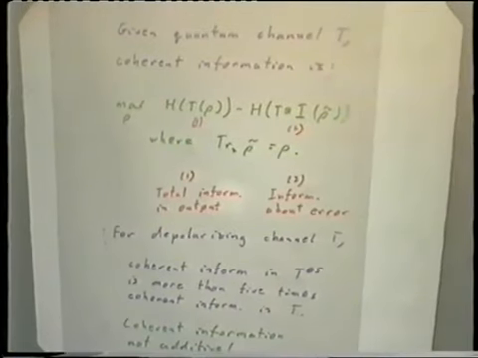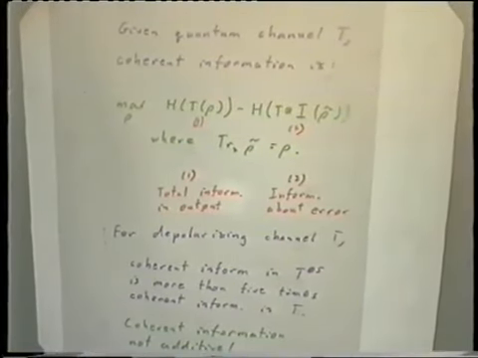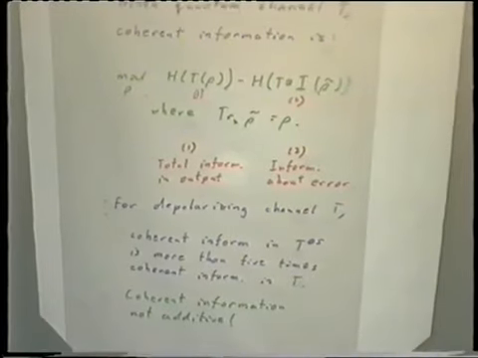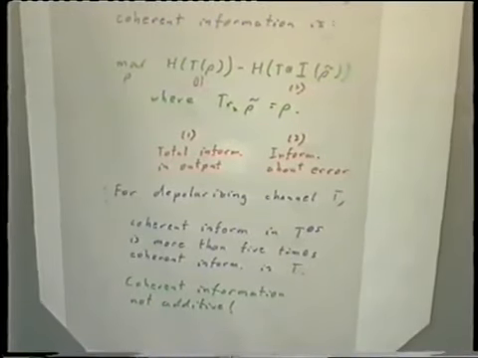One interesting thing is that this quantity is not additive. So for the depolarizing channel, which is a very simple quantum channel where you let the quantum state go through with probability p and replace it with complete noise with probability 1 minus p, the coherent information in 5 uses of the channel is more than 5 times the coherent information in the channel for a very small set of depolarizing probabilities p.